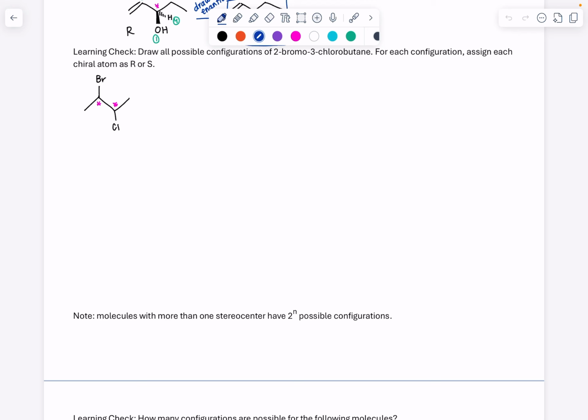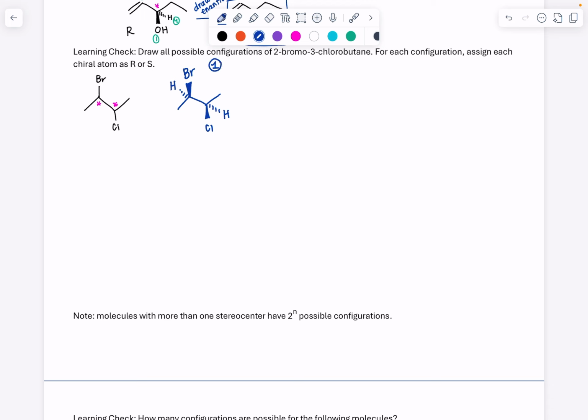Remember that each chiral atom can have an R or S configuration, and then we can have any combination of R and S for each chiral atom. So if I just start by drawing what I find to be the simplest representation, the simplest configuration, that is putting the substituents bromine and chlorine on wedges. And then I'll draw hydrogens in at this point. Okay, so that's configuration 1. I'll just put it as 1 here so we can count as we go along.